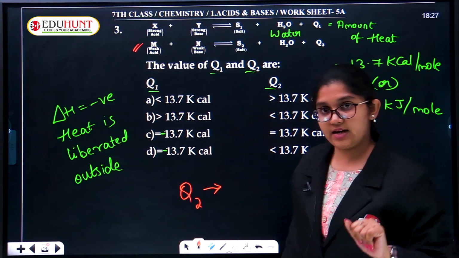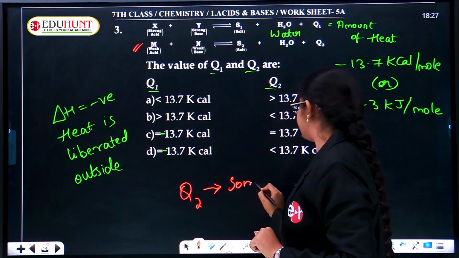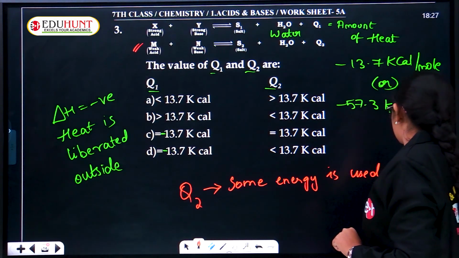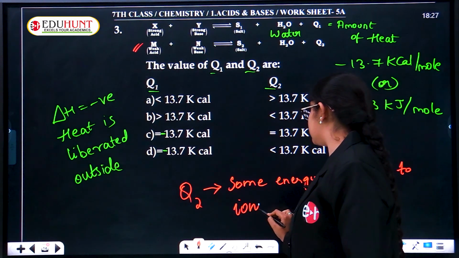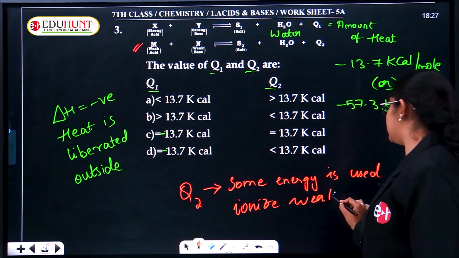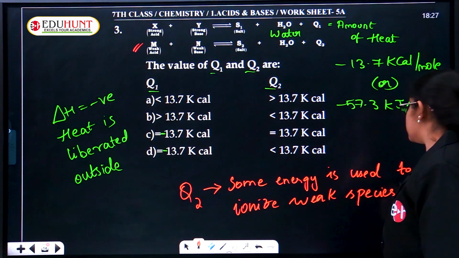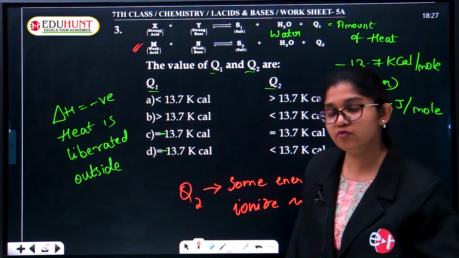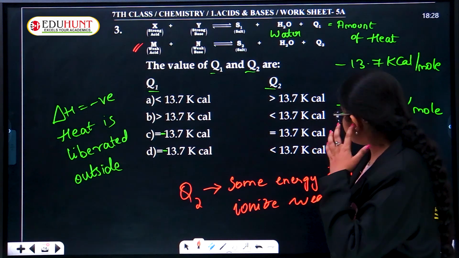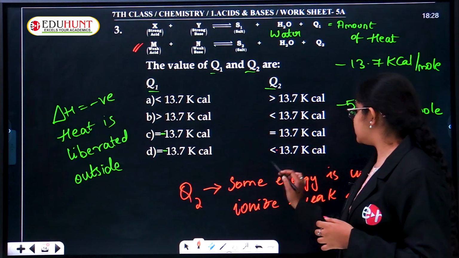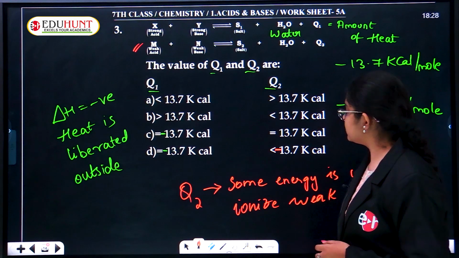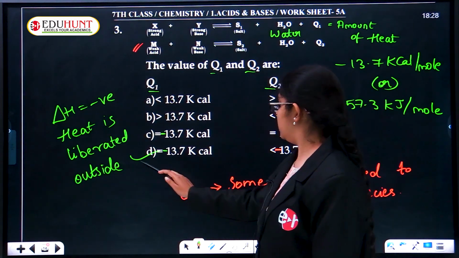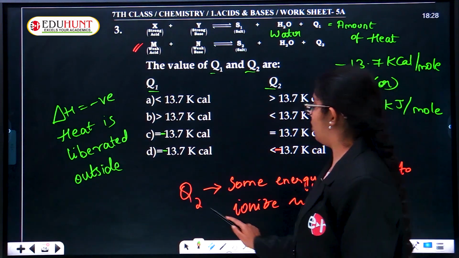In that condition, some energy is utilized, which means it is used to ionize weak species, in the sense weak acids and weak bases. So it is not exactly minus 13.7, it has a value less than minus 13.7. Option D is correct, because its Q1 and Q2 values match the given options.